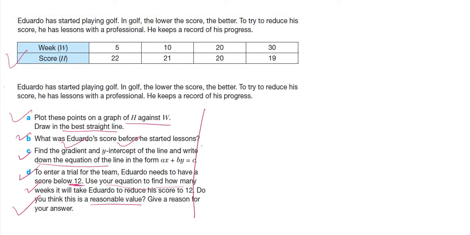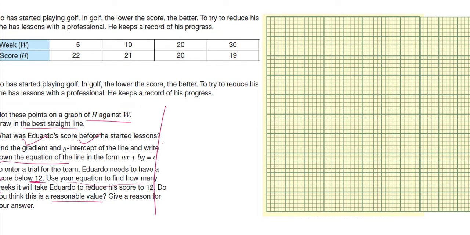So first of all, we have to draw the graph. Let's plot the week along the x-axis and the score along the y-axis. Okay, I'm using this as the origin, and that would be the x-axis. And over here, I'm using the table of 5, 25, leaving 5 units between each value: 25, 30, and 35. Okay, that's it.